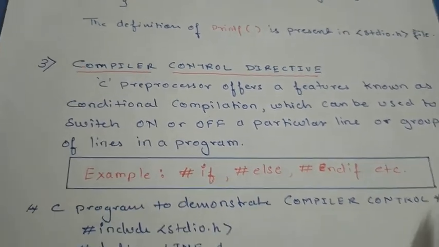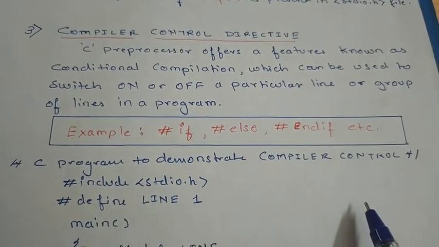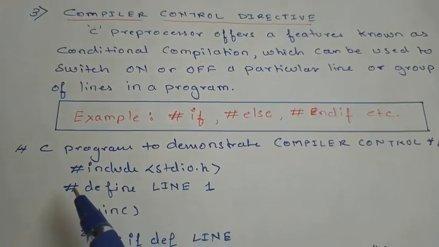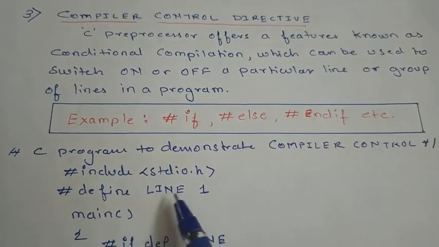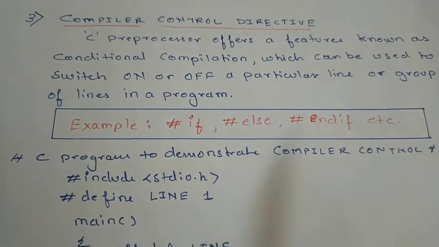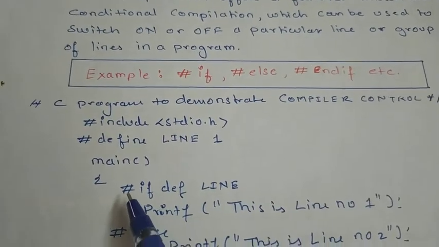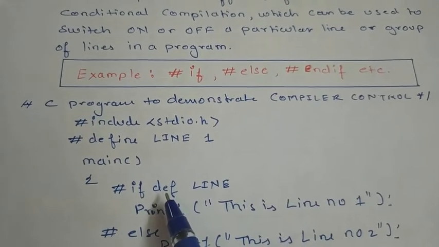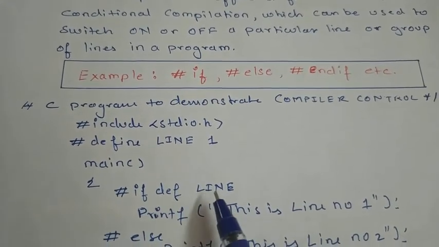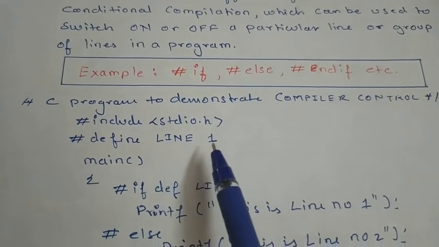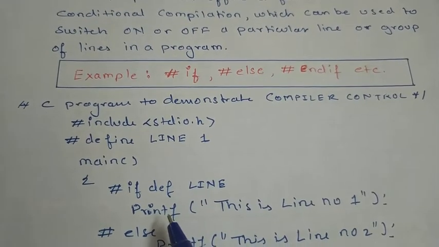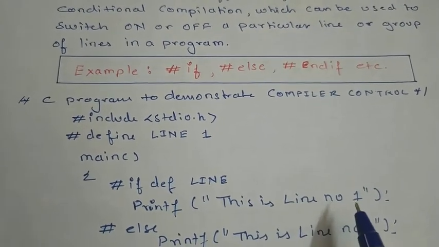Okay, so we have a small program to demonstrate the compiler control directive. We have this #include <stdio.h>. I have defined #define LINE as 1. So wherever we find this LINE, it will be replaced by 1. So we have #ifdef LINE. ifdef asks whether LINE has been defined. Yes, LINE has been defined as 1. Already we have defined it. So it tells printf the line number is 1.